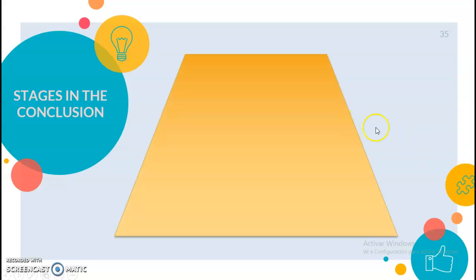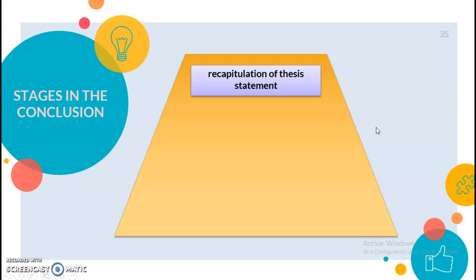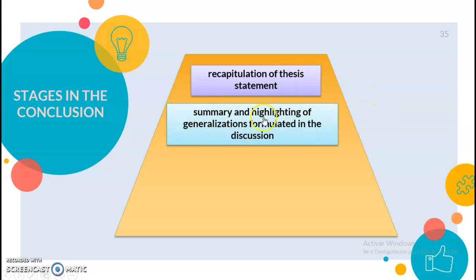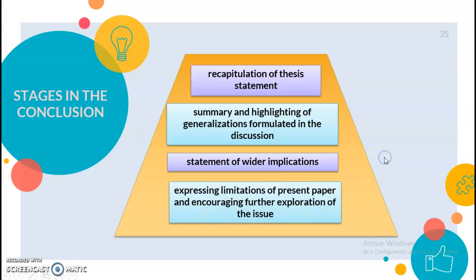Okay, so here are the stages in the conclusion. Stage number 1 is the recapitulation of the thesis statement, then summary and highlighting of generalizations formulated in the discussion, statement of wider implications, and finally expressing limitations of the present paper and encouraging further exploration of the issue.